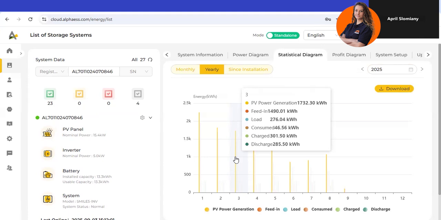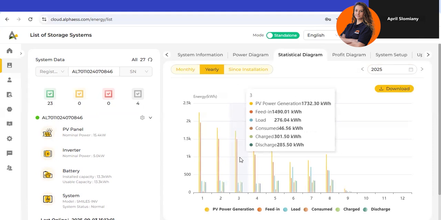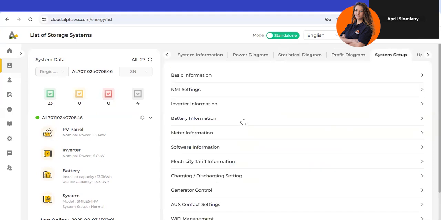So not a lot of grid consumption, for example, in March of this year for this customer, only about 46 kilowatts, excuse me. Another feature that can assist you, especially during the winter months in an Alpha battery, can be setting up charge windows.